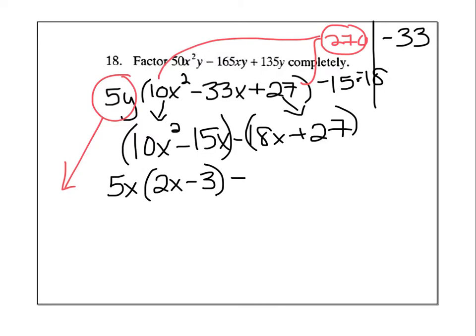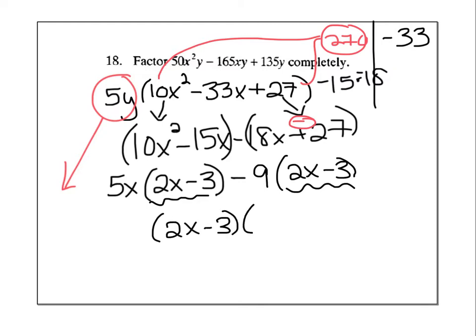Now, I've got a minus here, and every time I have a minus in the middle, this sign is going to become the opposite. So 18 and 27 are divisible by 9. And I'm left with 2x, change the plus to the minus, and 27 divided by 9 is 3. So now my parentheses match. So I rewrite that.